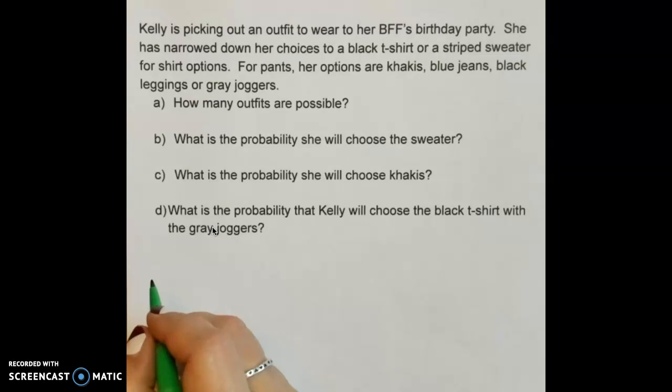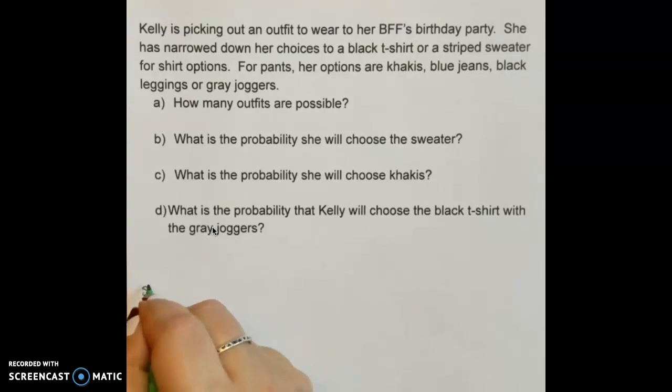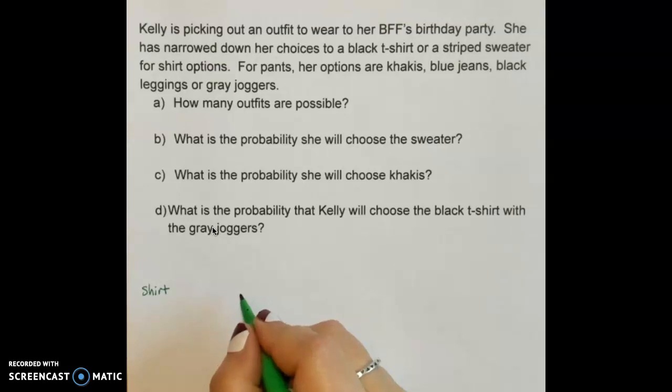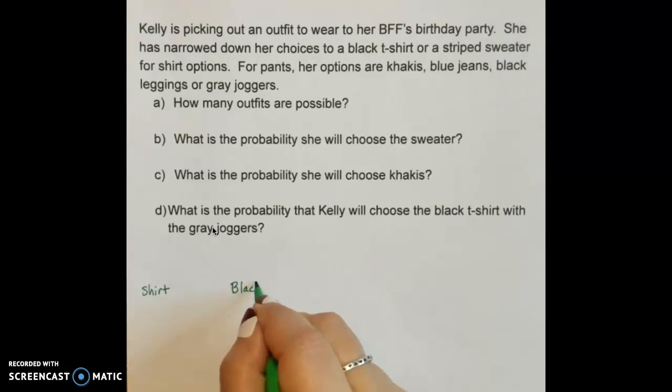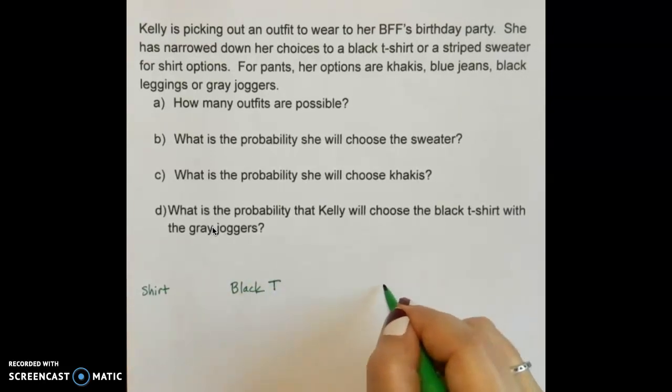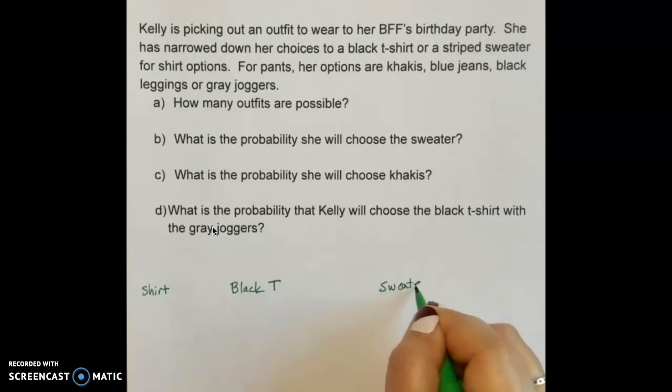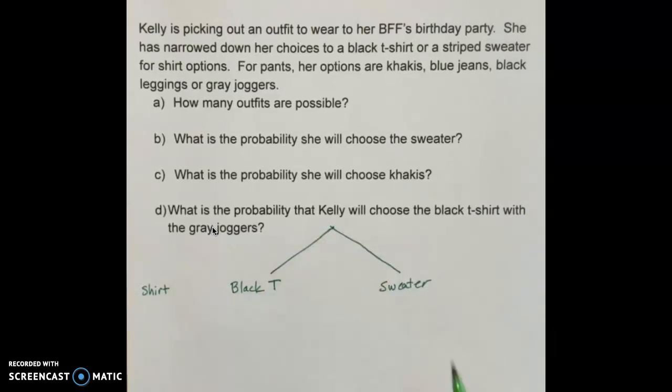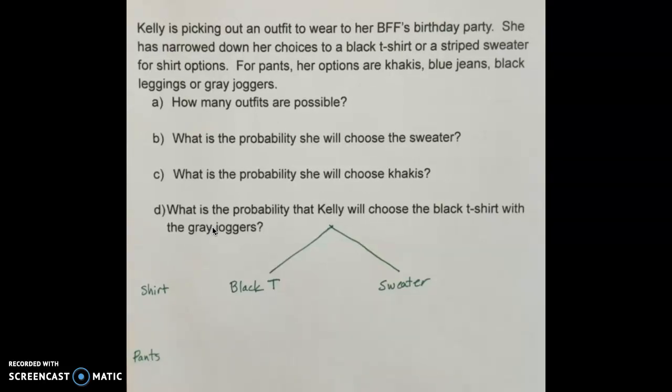So her first event is that she's going to be picking out a shirt. Okay, and her shirt choices are the black t-shirt or the striped sweater. Okay, I am going to just connect that up to the top at the beginning. And she also has to choose some pants. So her pants options are khakis, blue jeans, leggings, or joggers.